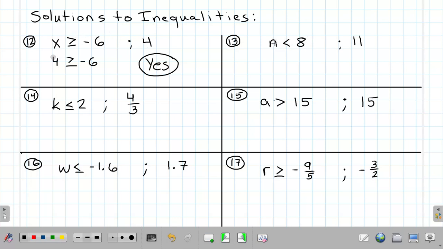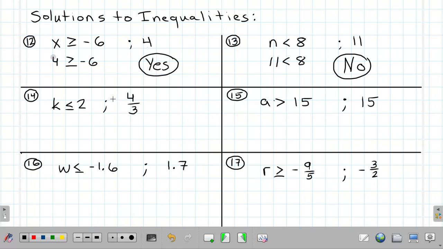Number 13, n is less than 8. Well, we need to know, is 11 a solution? Well, if we ask that, then we're essentially asking, is 11 less than 8? And in this case, it's clear that that answer is no. So 11 is not a solution to n is less than 8. Okay, once again, it all goes back to knowing what these symbols mean. And then once you plug in the number, tell if it's true or not.